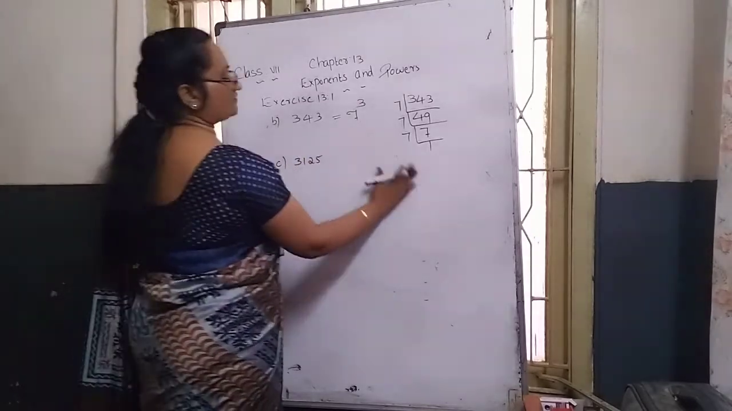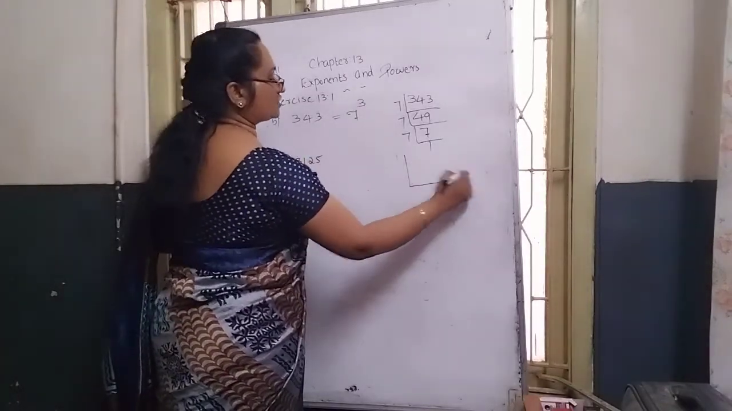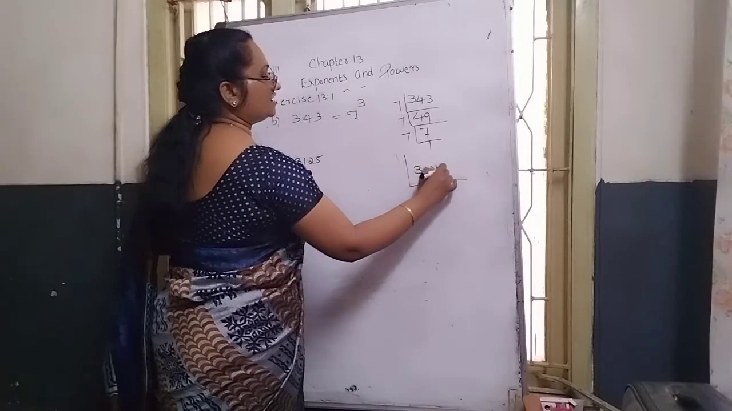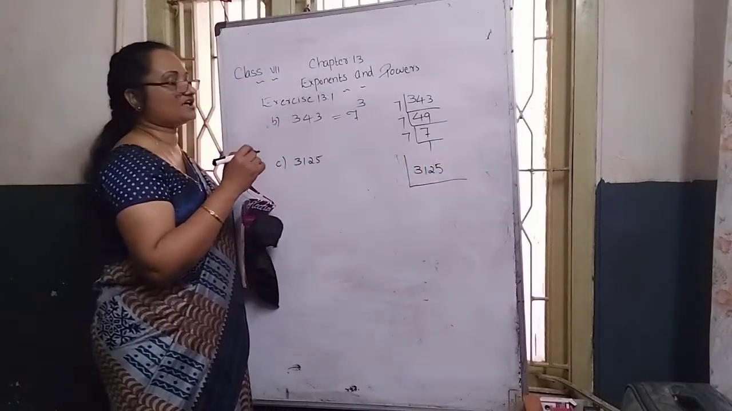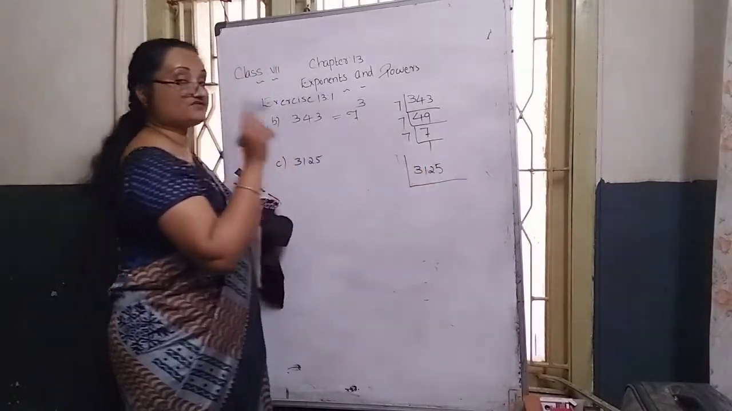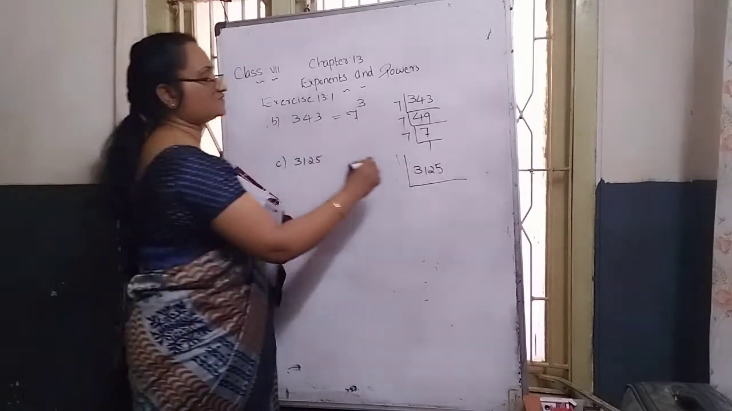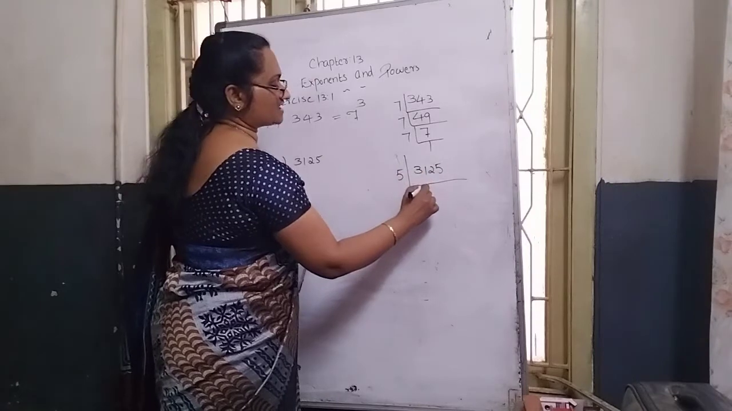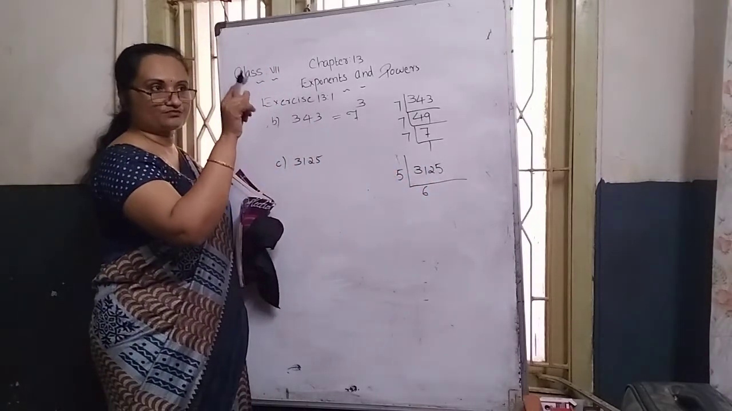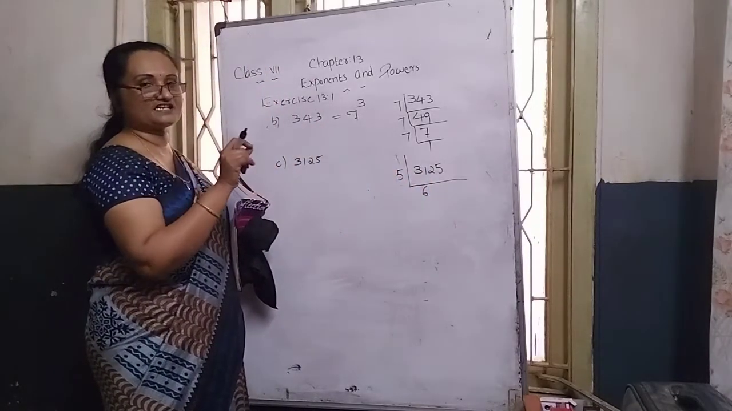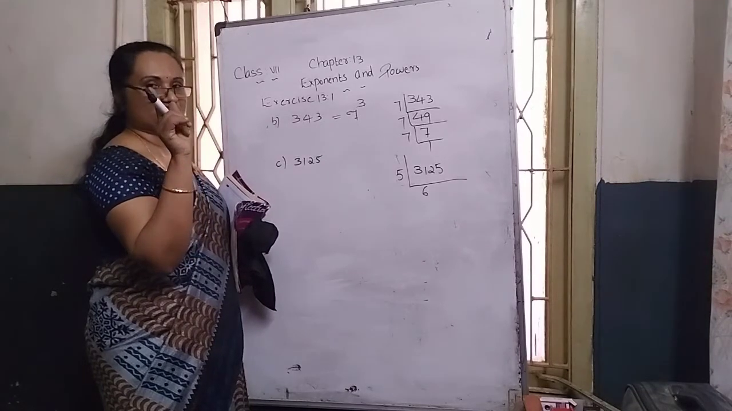This question, express it in power notation: 3125. Here also you need to place a check. You need to place 5. That's why, which prime number is possible? Easy: 5. 5 table 31 not there, 6 times 30. So dividend 31 and product 30, subtraction, we get 1.